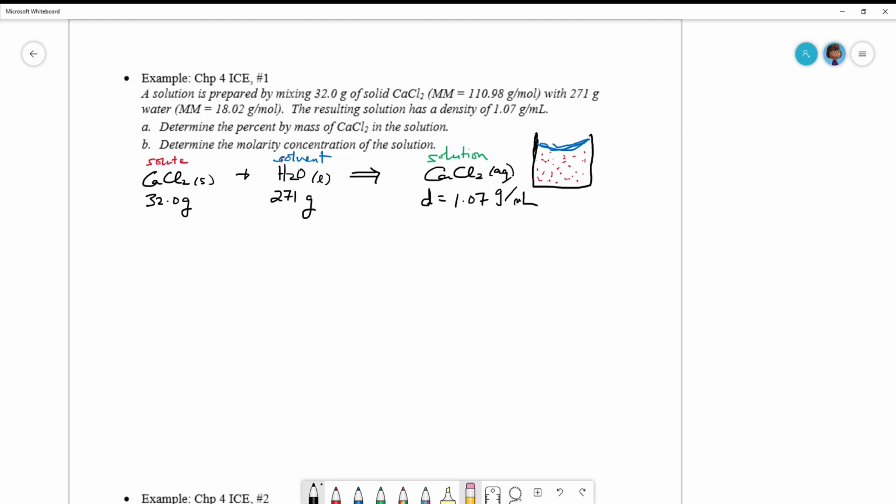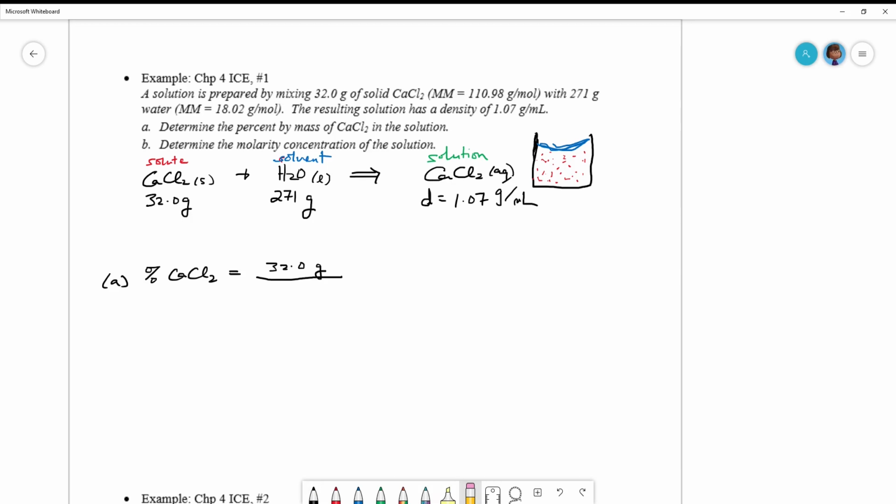Okay, well, let's start with what we need to figure out. In part A of this problem, we'd like to get the percentage of calcium chloride in the solution. So let's work out percent calcium chloride, which happens to be the percent solute by mass. Well, if I want the percentage of calcium chloride, I need the mass of solute, which we have. It's 32 grams of calcium chloride over, well, what does it go over? Well, it goes over the mass of the solution.